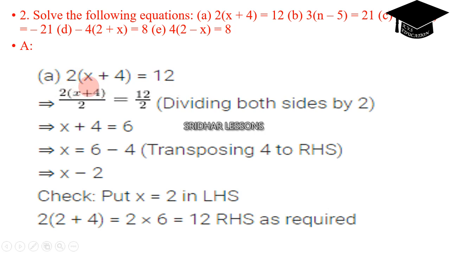We have multiplication here. So divide by 2 both sides. 2 into x plus 4 by 2 is equals to 12 by 2. That is x plus 4 is equals to 6. Simple. Now we can transpose 4 to the right hand side. We get x is equals to 6 minus 4. That is x is equals to 2.